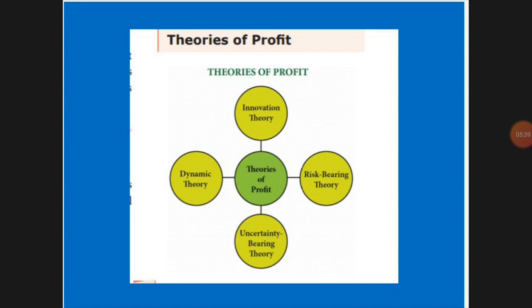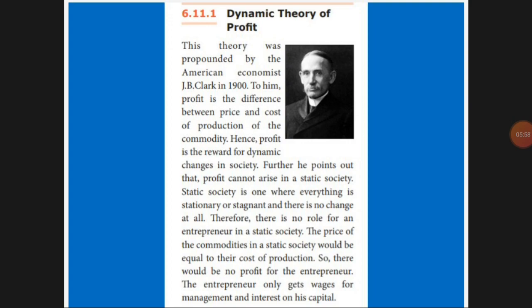First we'll go for the dynamic theory. You can see the dynamic theory, innovation theory, risk bearing theory, and the uncertainty bearing theory. In that we'll go for the dynamic theory. It was given by J.B. Clark in the year 1900. According to him, dynamic theory means the profit or a price. The profit is how you will get it: whatever product you are using should be sold in the market, and according to how much the price is fixed for your product, according to the price only the profit will come.